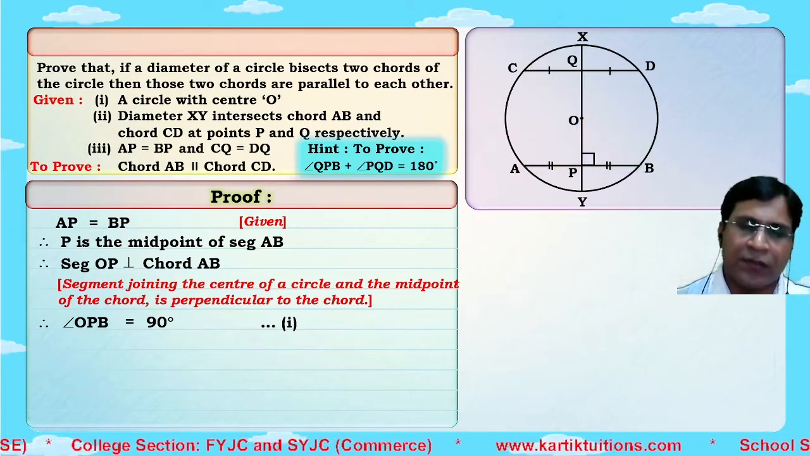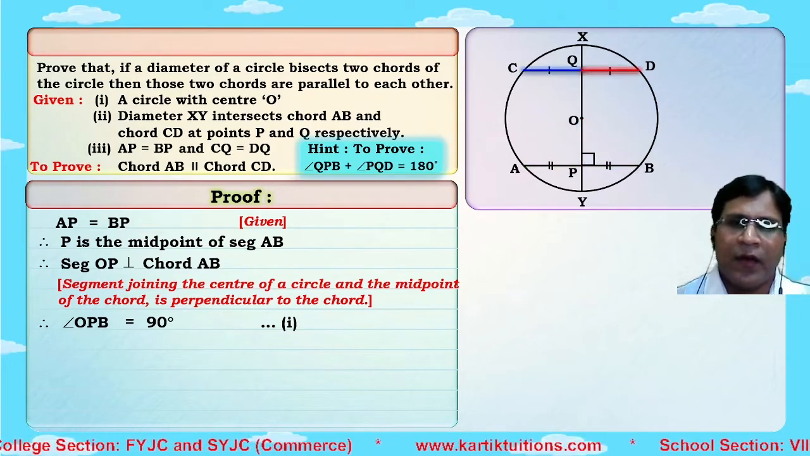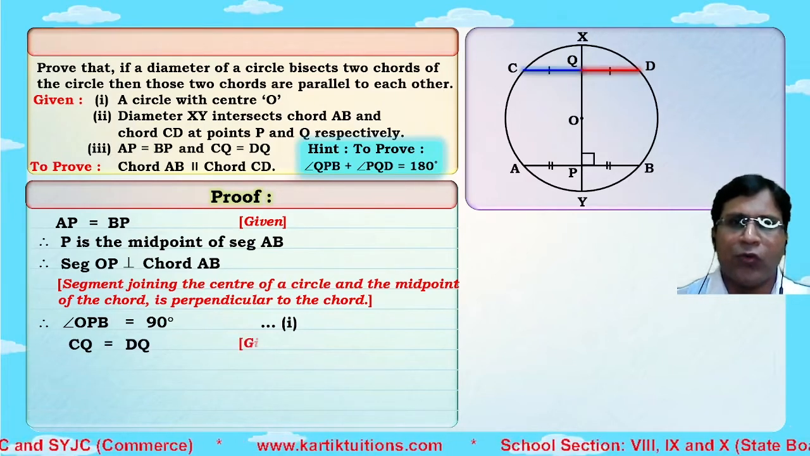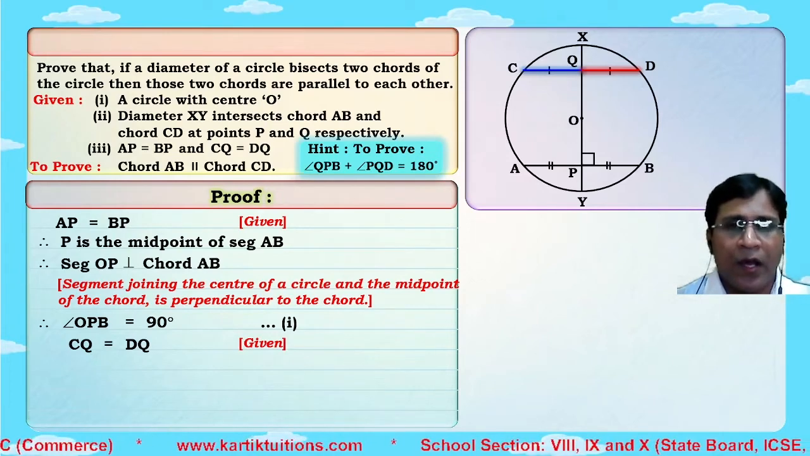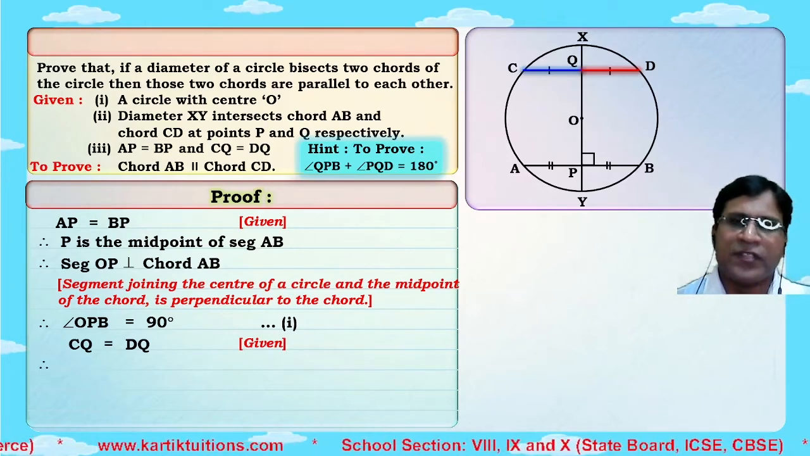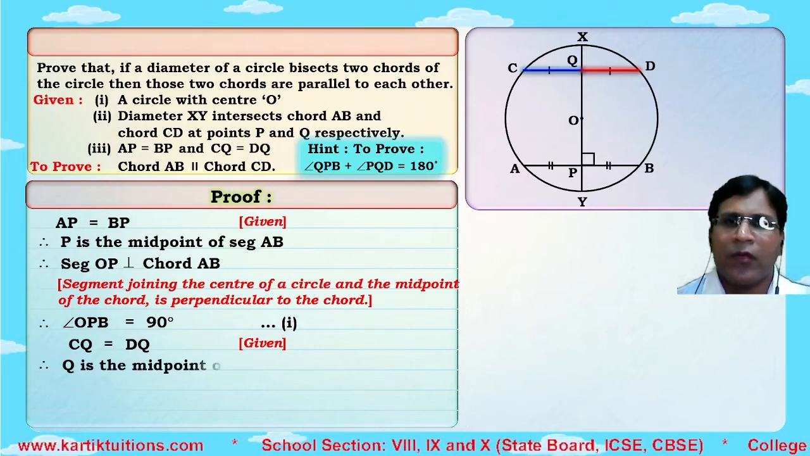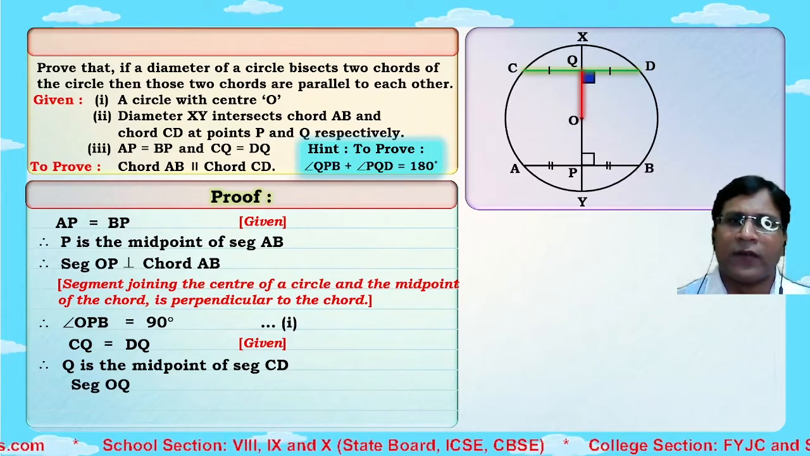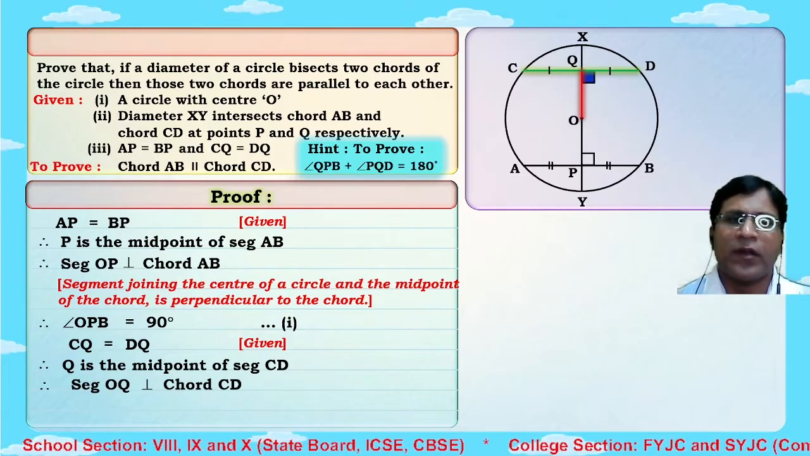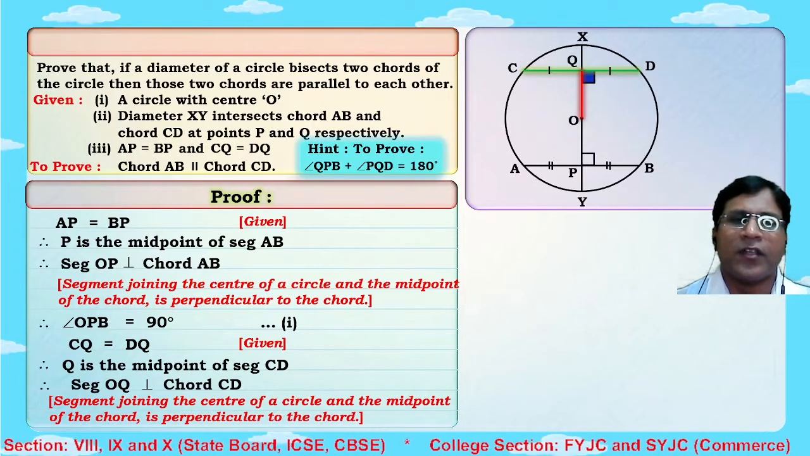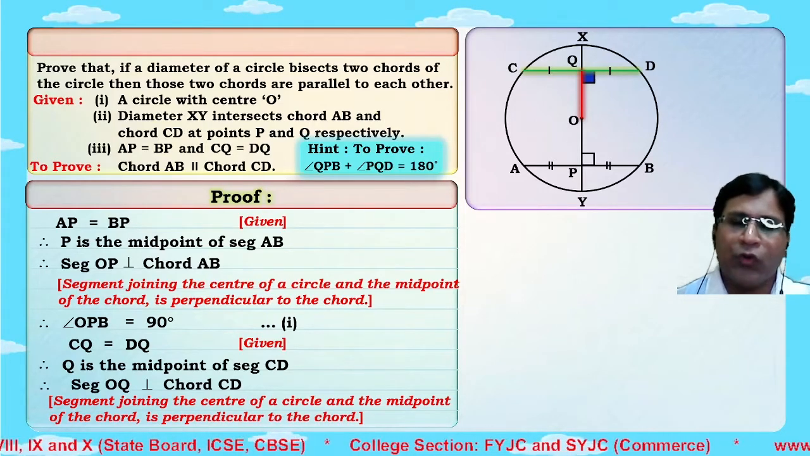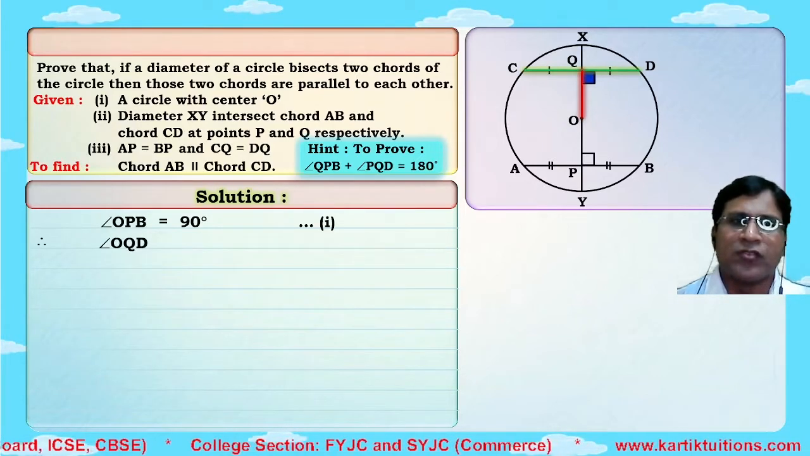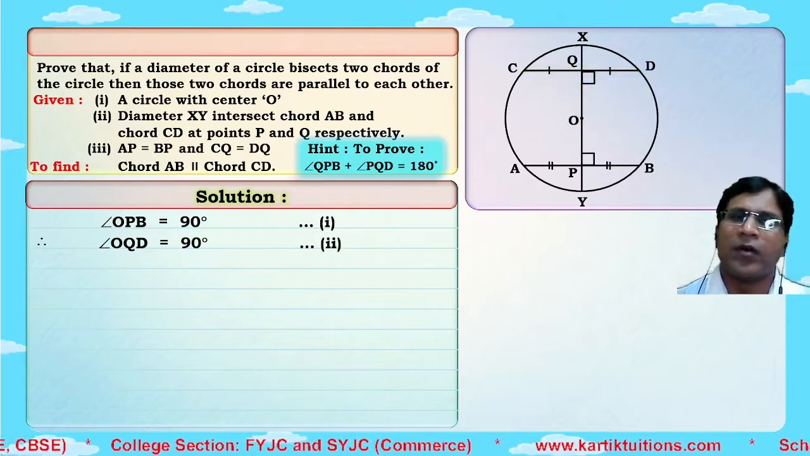Now, let's go to the next chord. The next chord is CD. In chord CD, we know point Q is the midpoint. So in other words, CQ is equal to QD, and the reason is given. Now again, see, point O is the center which is connected to the midpoint of the chord. So I can say OQ is perpendicular to chord CD, and the reason is the same: the segment joining the center of the circle and the midpoint of the chord is perpendicular to the chord. Now if OQ is perpendicular to chord CD, then angle OQD has to be equal to 90 degrees. Let this be equation number 2.